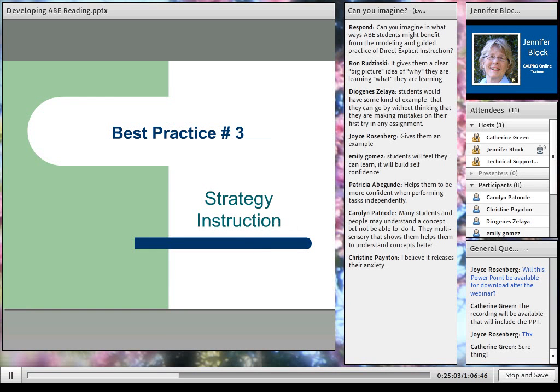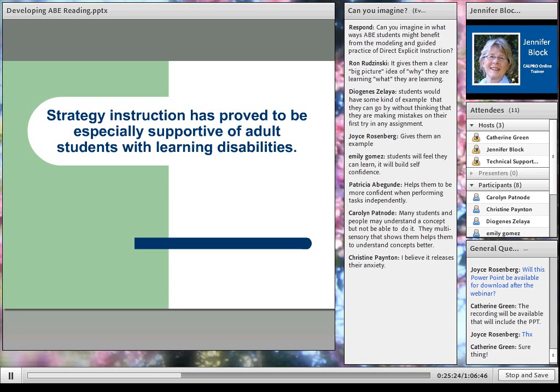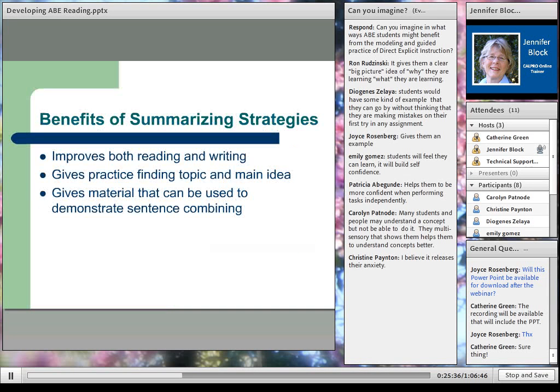All right. And we're moving on then to best practice in reading instruction, best practice number 3, which is strategy instruction. Strategy instruction, of course, is mostly related to the comprehension component of reading. And let me see, next. Yes, strategy instruction has proved by the research to be especially supportive of adult students with learning disabilities.